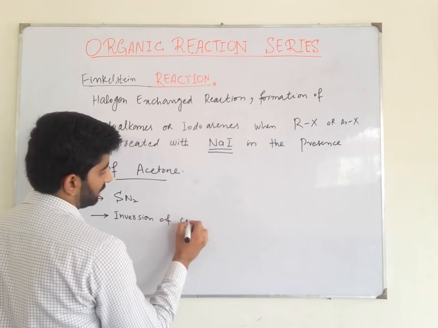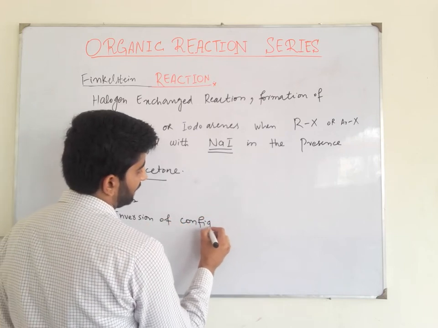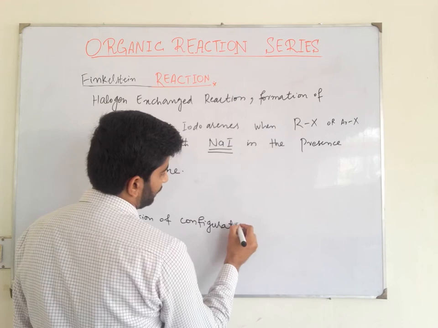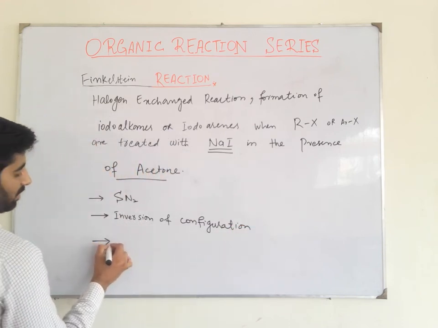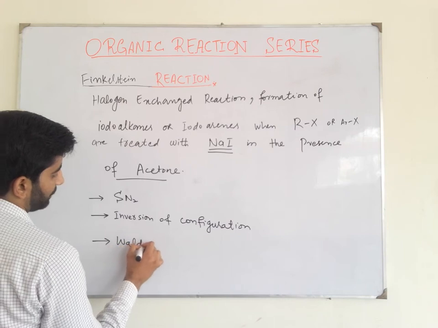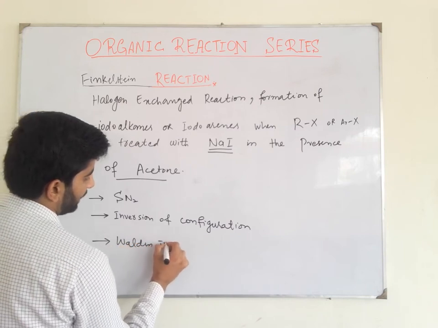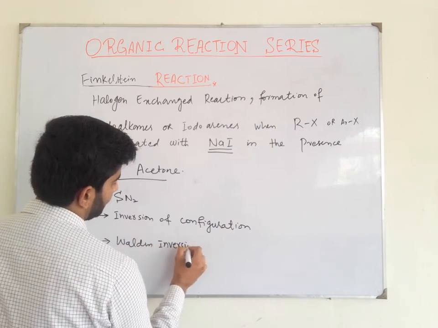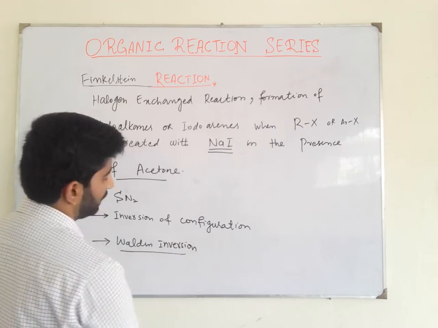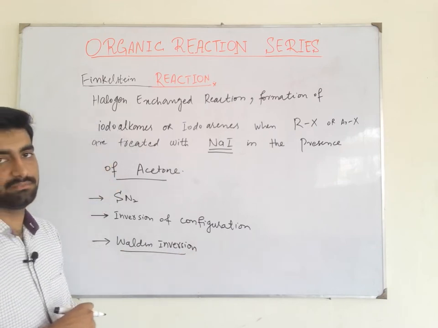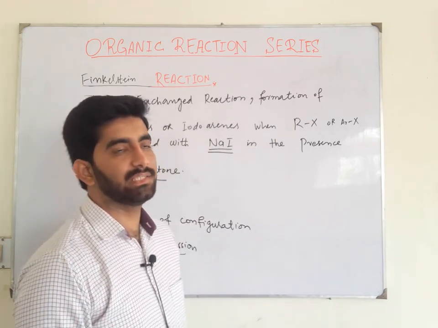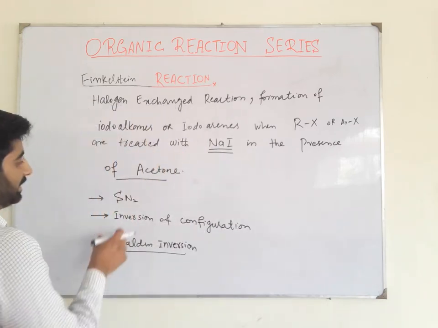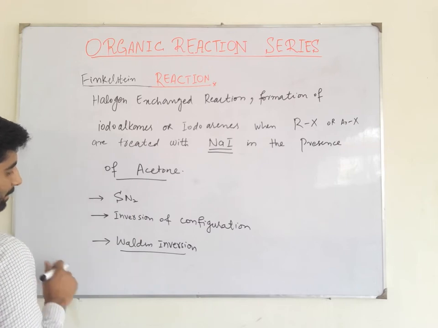The configuration of the reactants is totally different from the configuration of the products, and Walden inversion takes place. Walden inversion takes place in the Finkelstein reaction because the stereochemistry of the reactants and the products changes. Walden inversion is the inversion of the configuration of the chiral center during the SN2 reaction.